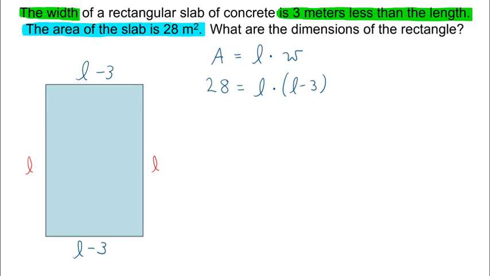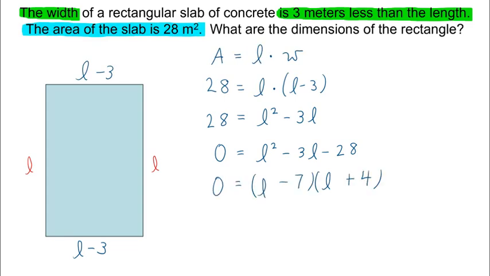First step in solving this equation is to get rid of the parentheses by distributing the L to the L minus 3. That gives us 28 is equal to L squared minus 3L. Now I notice that this is a quadratic equation. So let's solve it by factoring. Move the 28 from the left side of the equation to the right side of the equation by subtracting 28 from both sides. This gives us 0 is equal to L squared minus 3L minus 28.